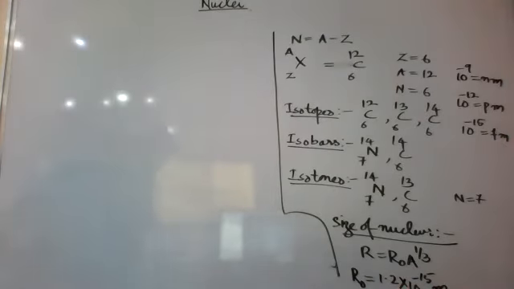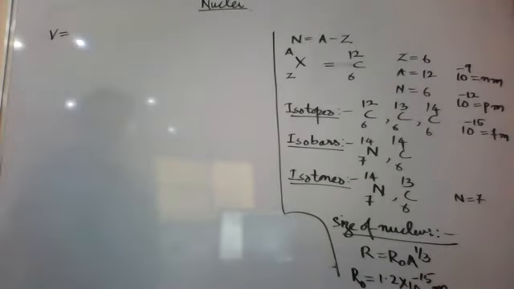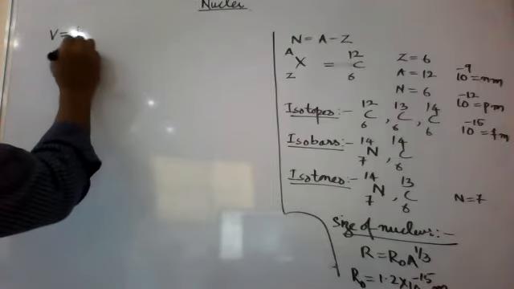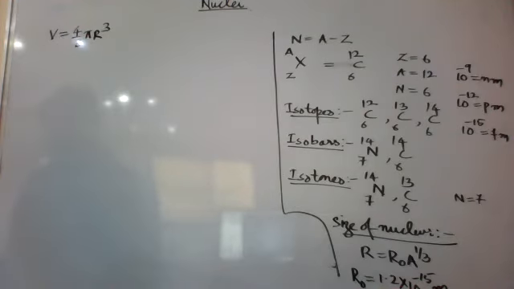Now, with the next concept, the size of the nucleus we found out, that is R equal to R naught. This was actually found out using the formula for volume. They considered the nucleus as a sphere, and the volume of the sphere is 4 by 3 pi r cube. Using that formula, they found out that R equal to R naught into A to the power of 1 by 3, where A is the atomic mass or mass number.